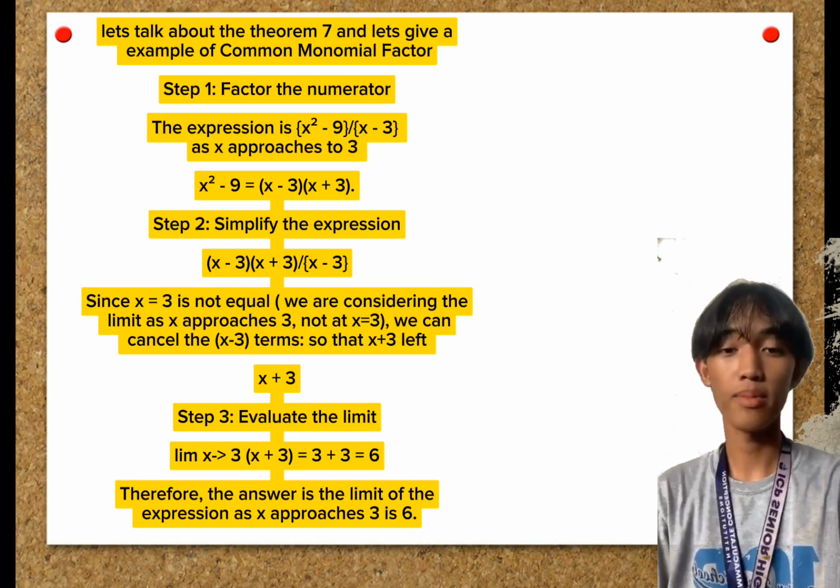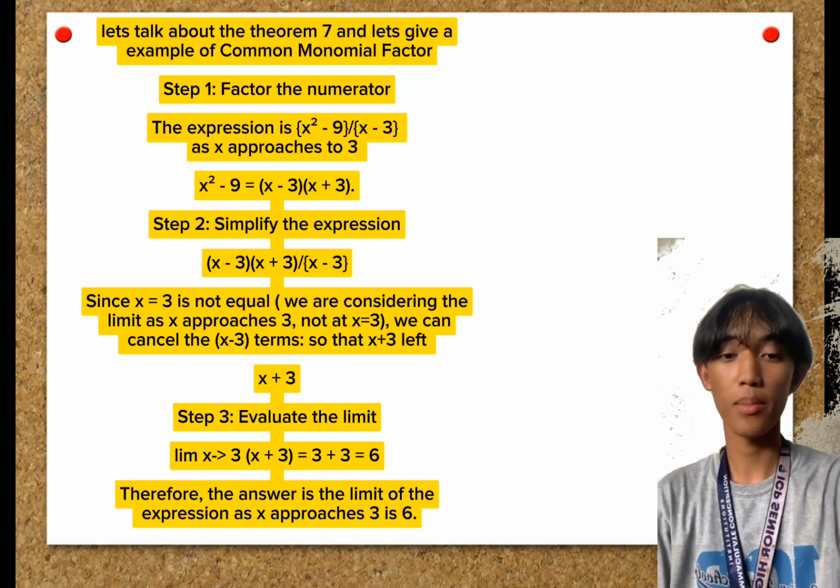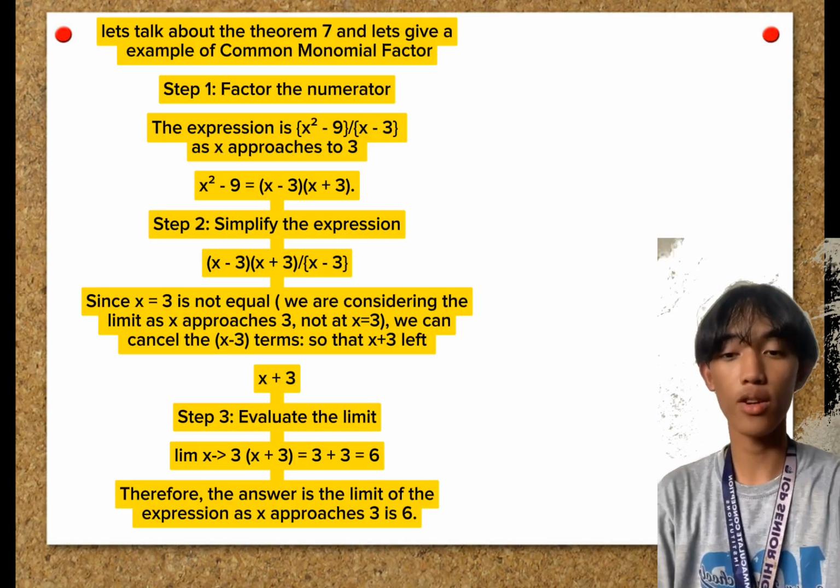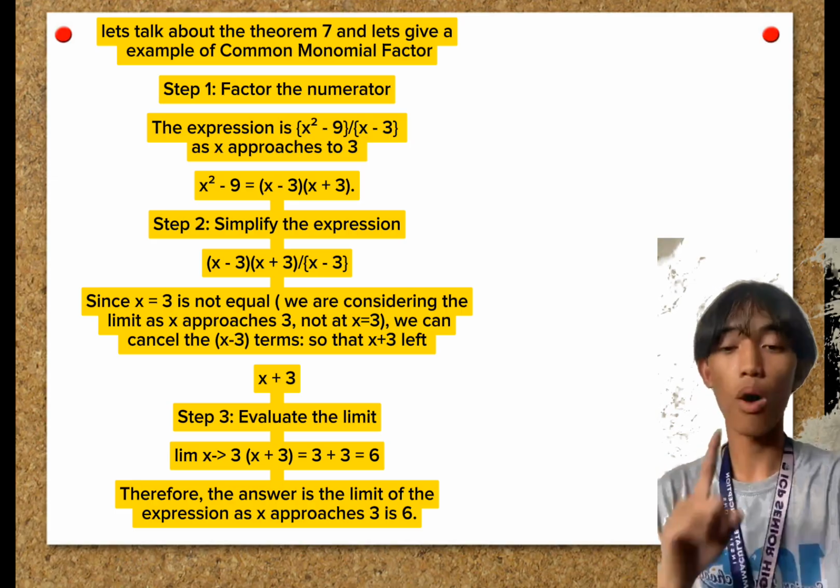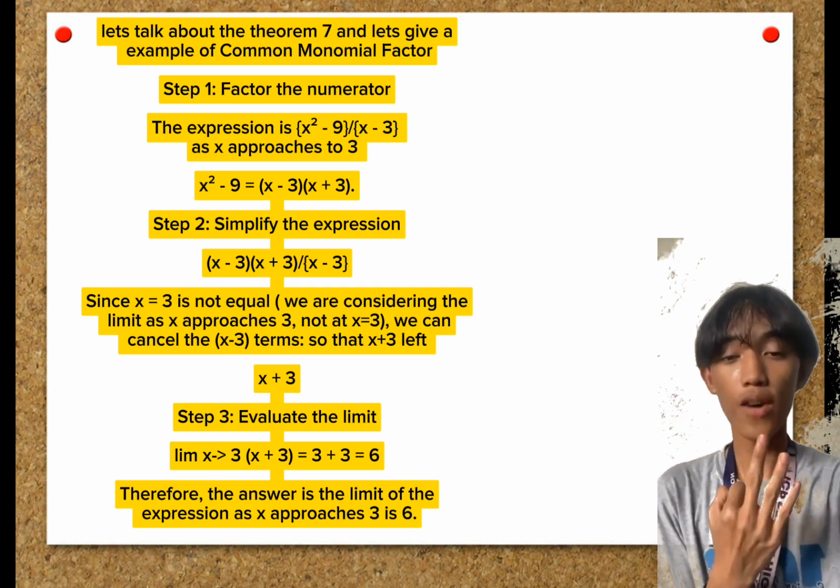Let's talk about theorem 7 and let's give an example of a common limit factor. An expression with a common limit factor is solved by ensuring the common factor cancels. We have 3 steps. Step 1, factor the numerator. Step 2, simplify the expression. Step 3, evaluate the limit.